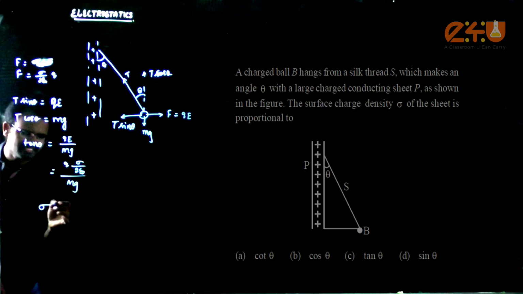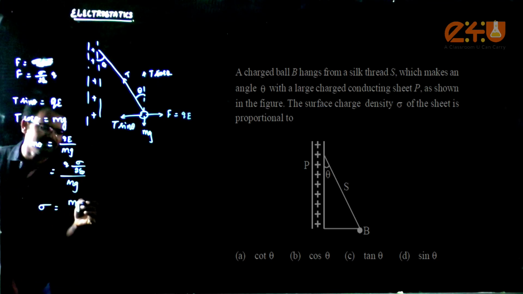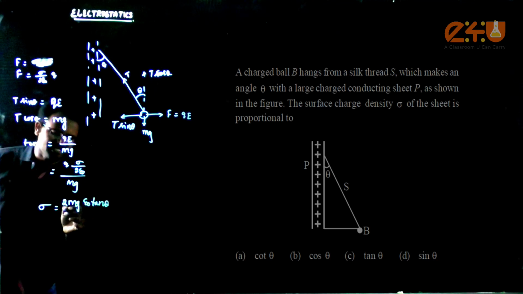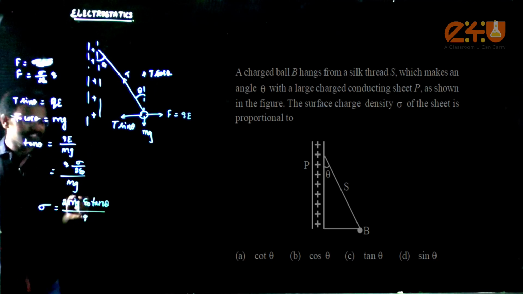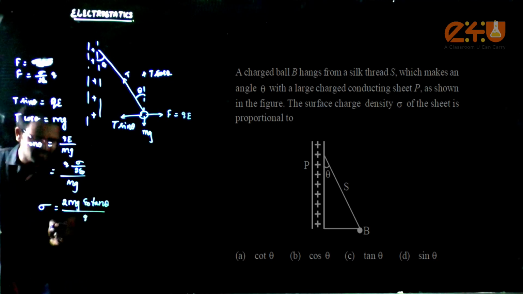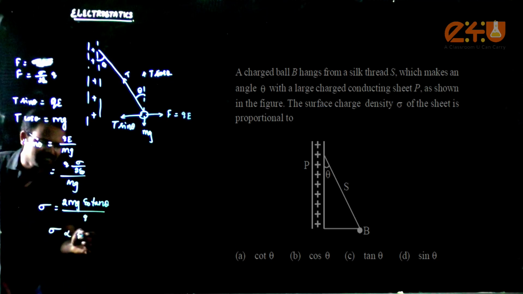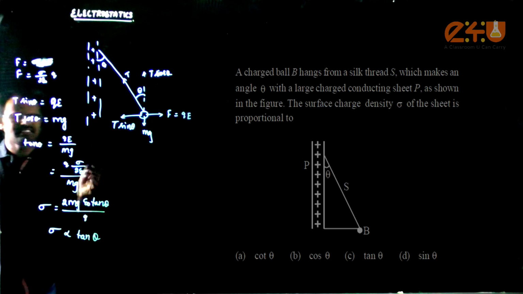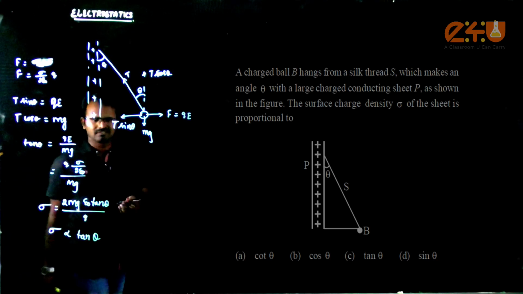So I want to find out sigma. So sigma is nothing but mg into 2 into epsilon naught tan theta divided by Q. Actually here m is constant, g is constant, epsilon naught is constant, Q is also constant. Then sigma is directly proportional to tan theta. We'll go for the next question.